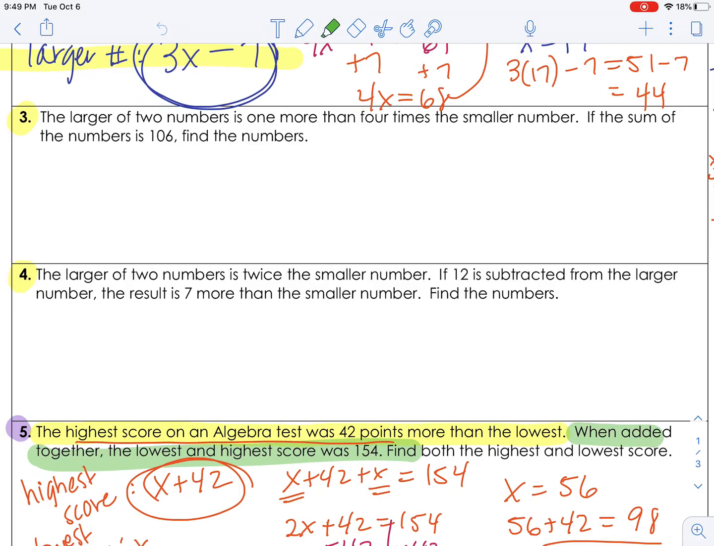So this video is to check to see if you got the problems that you tried on your own correctly. So we'll do number 3 first. The larger of two numbers is 1 more than 4 times the smaller number.